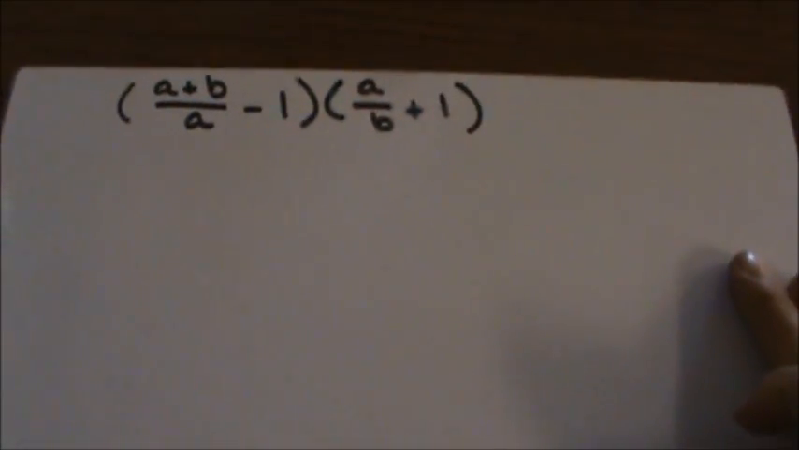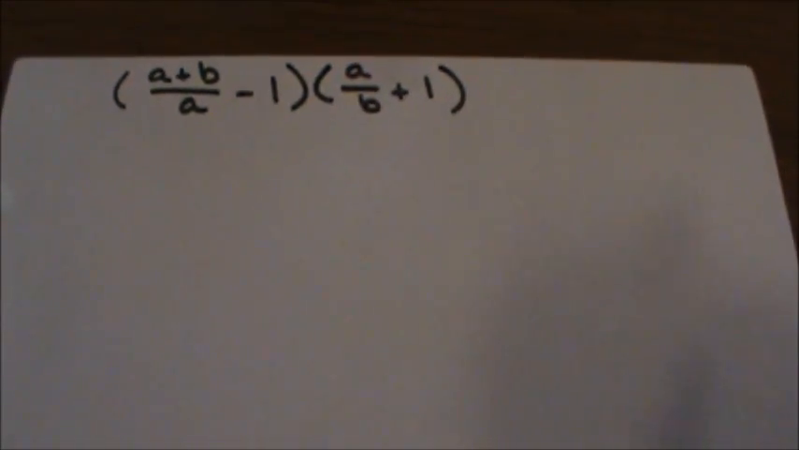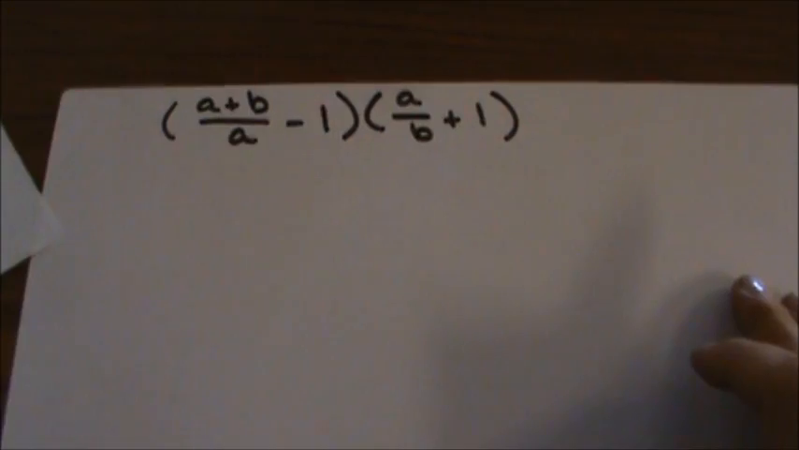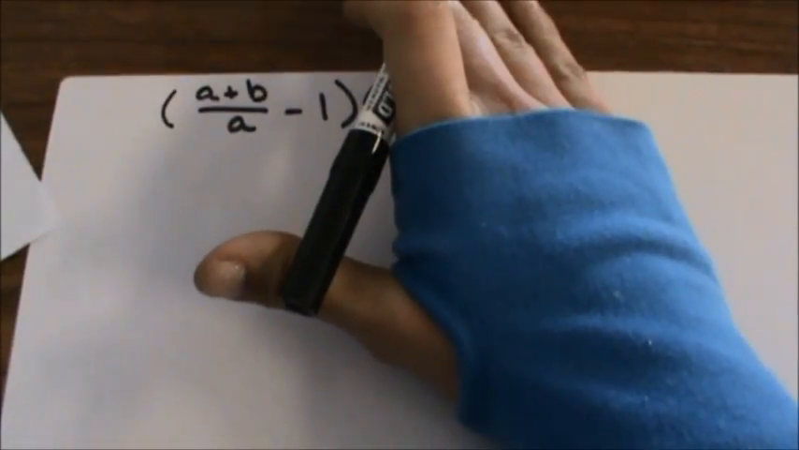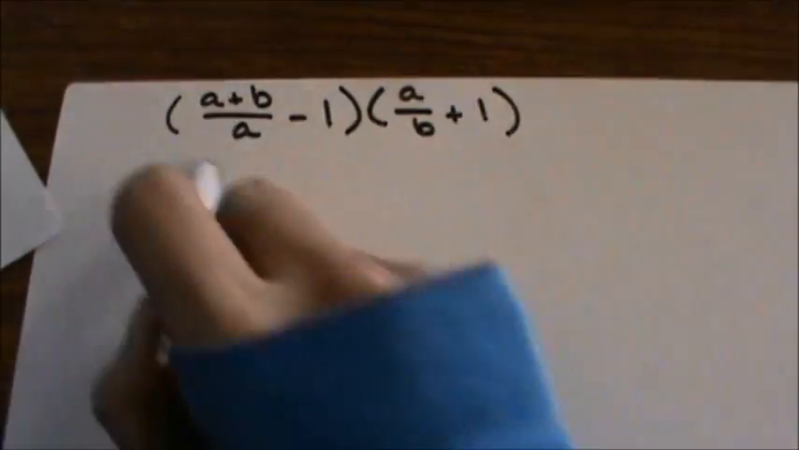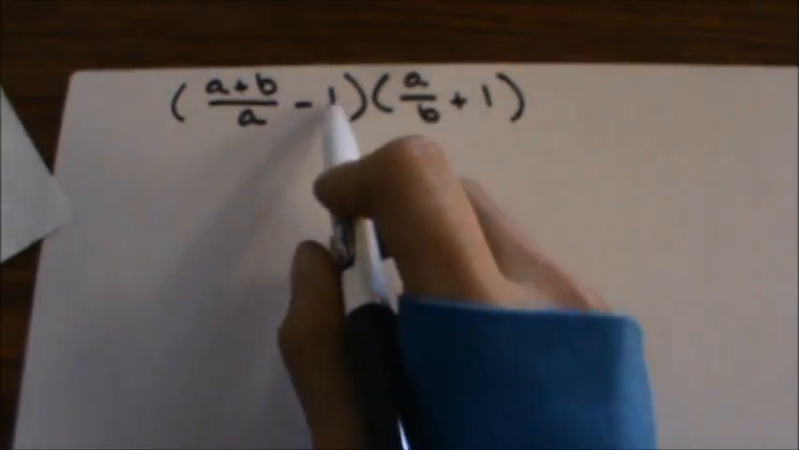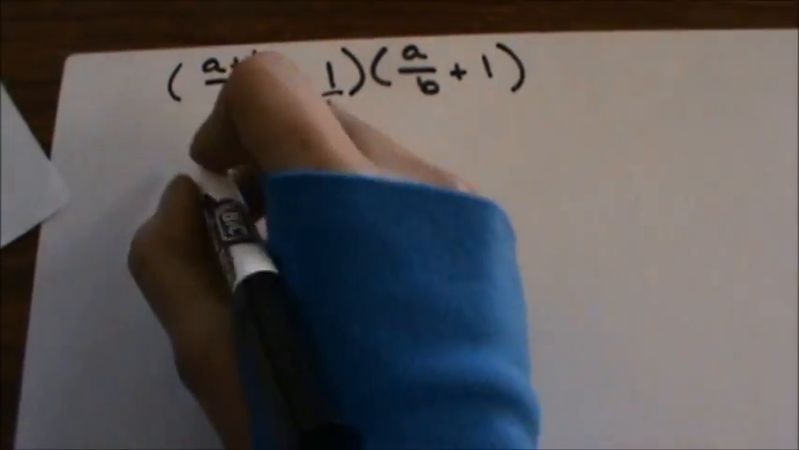Alright, let's take a look at these gnarly problems. In order to multiply this with this, I'm going to have to simplify inside of the parentheses first. So for the first part of this problem, I'm just going to completely ignore this side and just deal with this. So I have a mixed expression. This is a fraction. I need to make this one into a fraction.